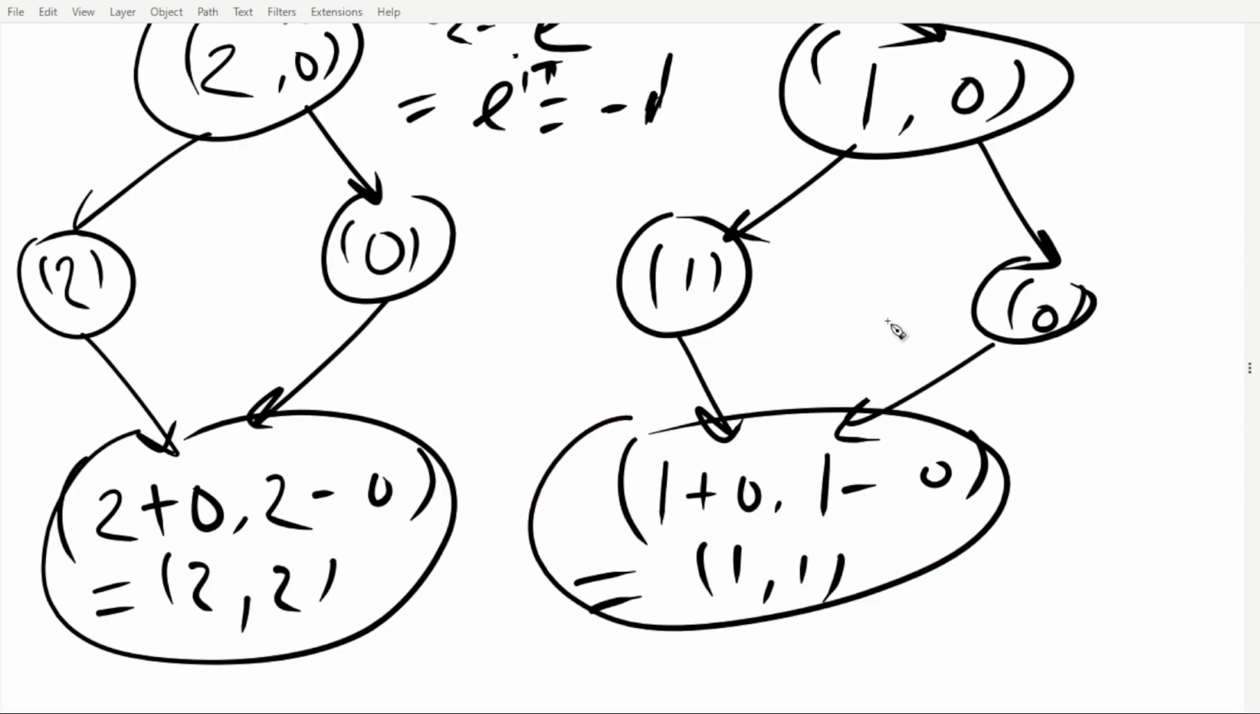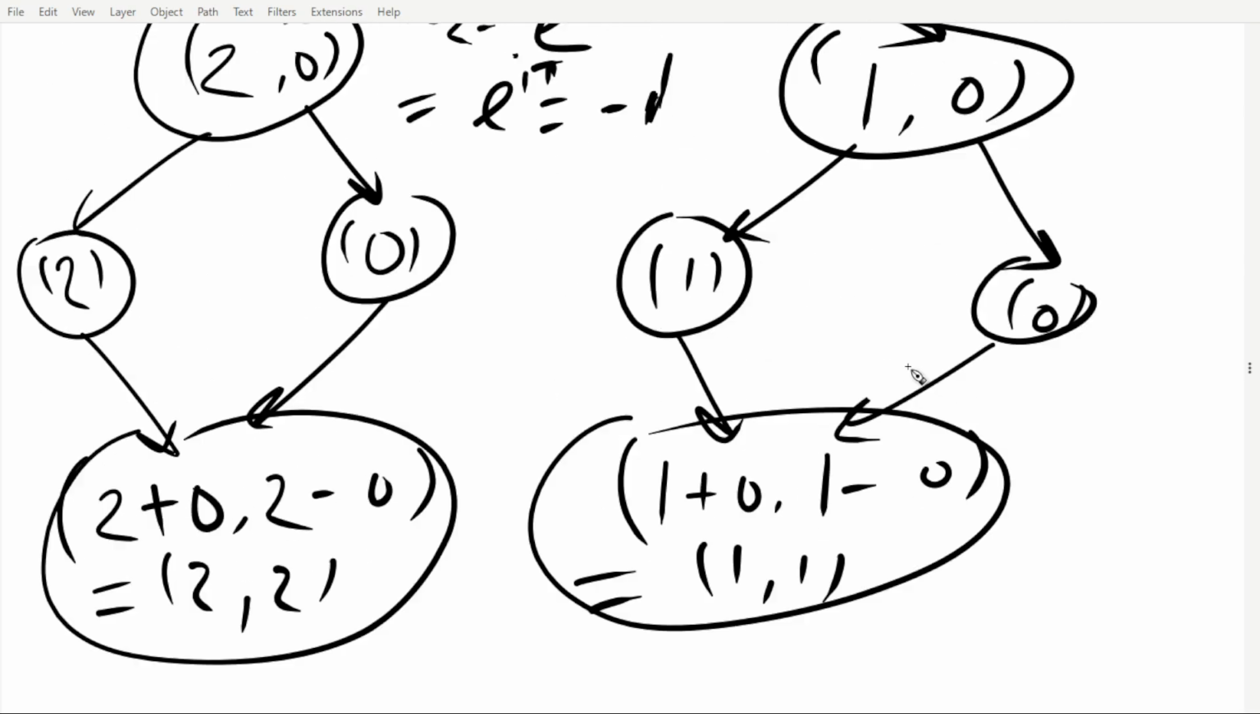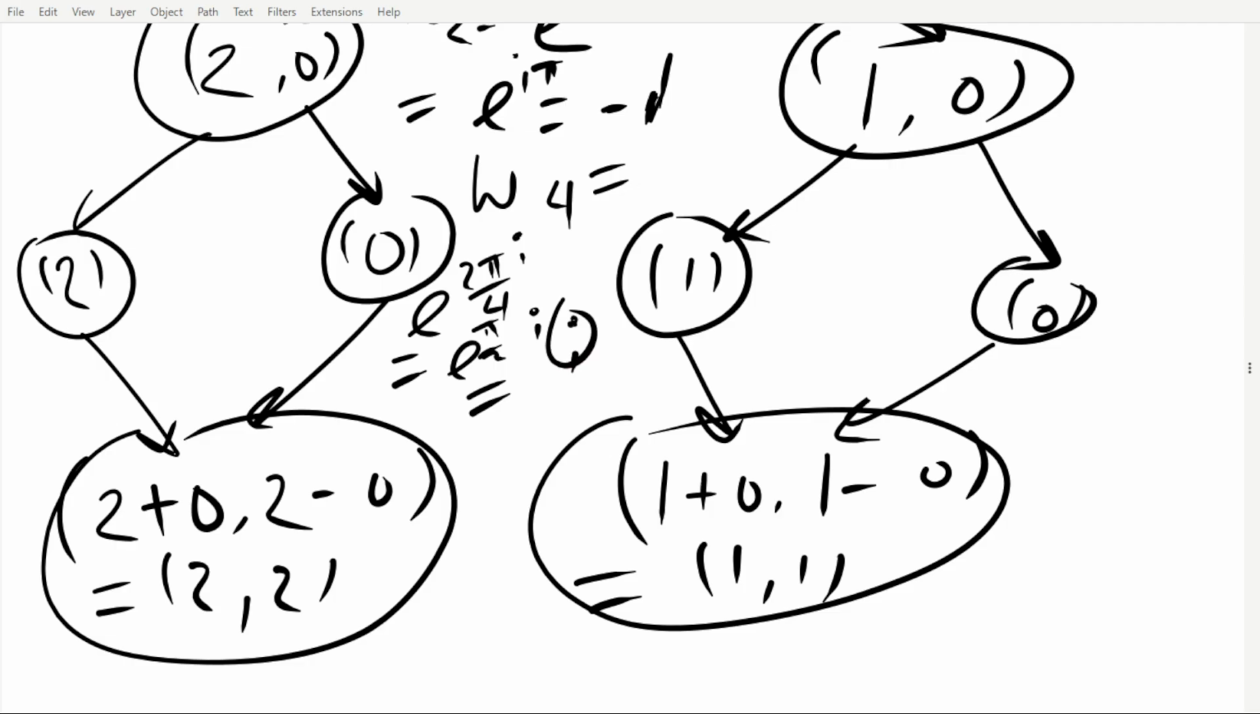Now for final values, we have to compute the value of omega 4. So omega 4 we compute. Omega 4 is computed as e to the power 2 pi i by 4, e to the power pi by 2 i. We get value i. So omega 4 value is i.